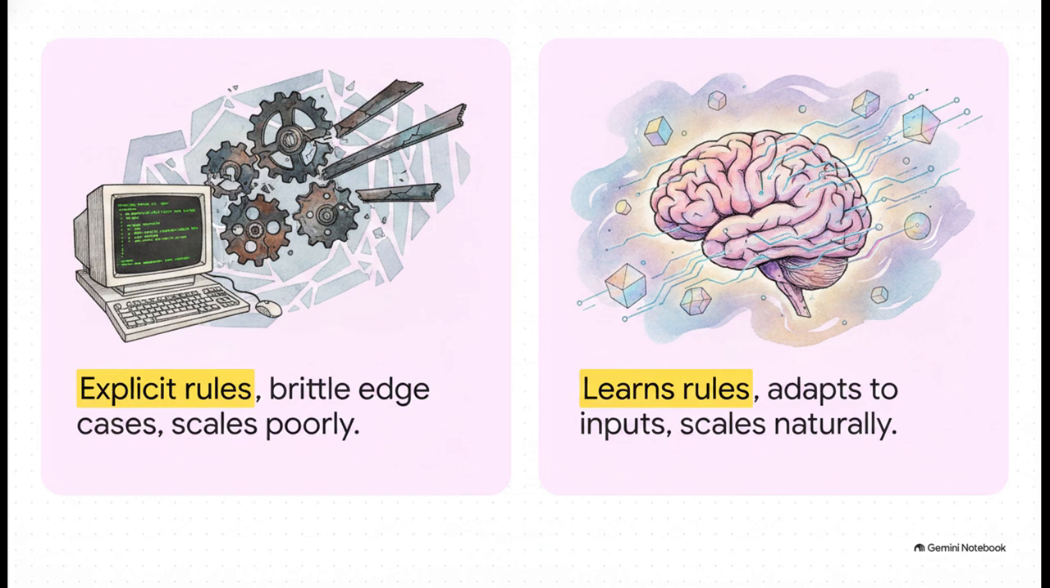Machine learning, on the other hand, entirely flips the script. Instead of you sitting down and writing out all the rules, you just provide the data. The computer learns the rules from that data and then dynamically applies those learned rules to new, unseen inputs. It adapts as new infrastructure data rolls in, and it scales naturally. The absolutely crucial point here is that machine learning doesn't replace your IT logic. It just automates pattern recognition at a scale that explicit coding literally cannot match.